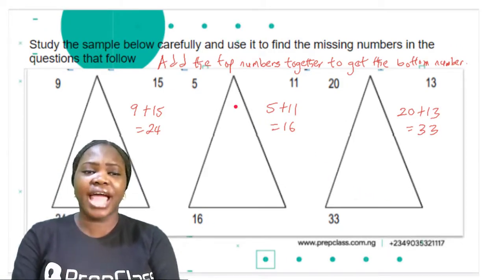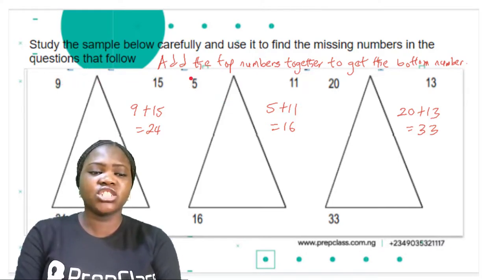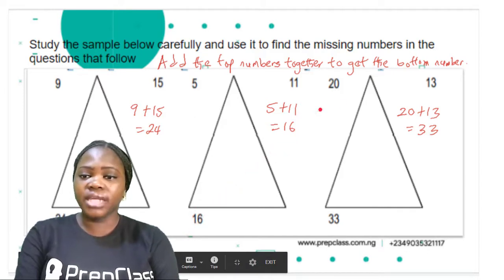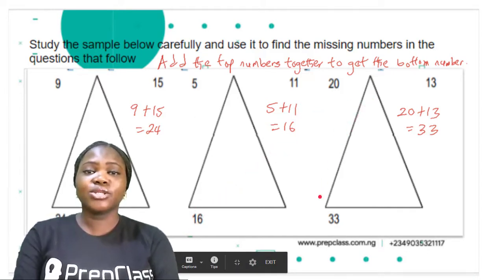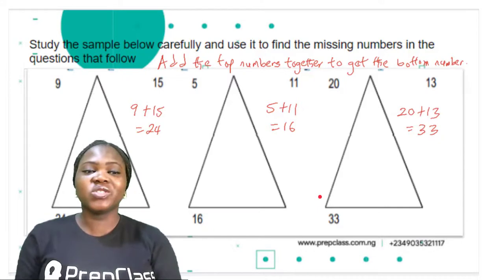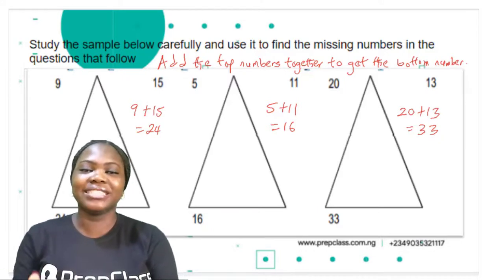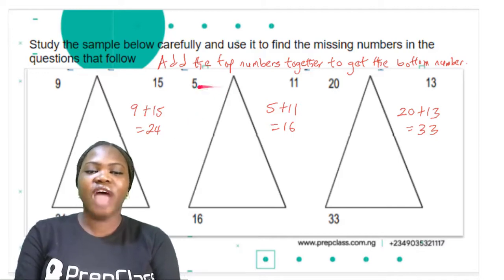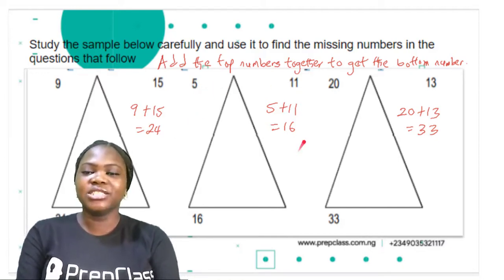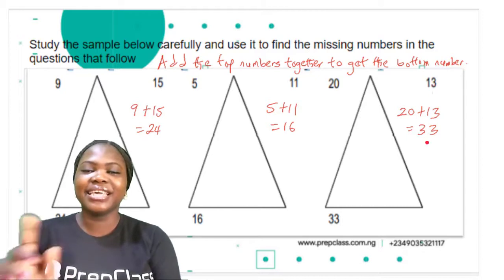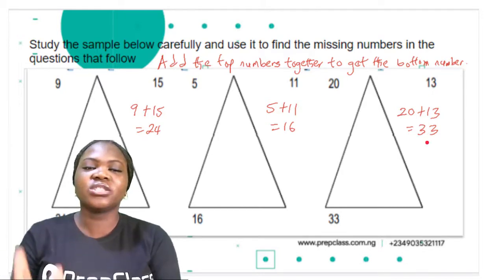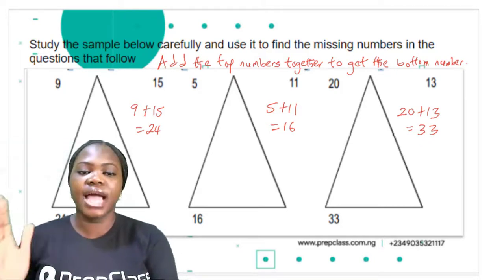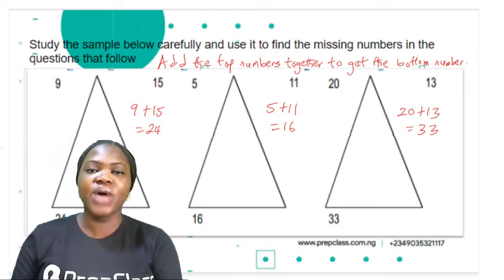So first of all, let's try addition. 9 plus 15 is 24. Wow. 5 plus 11 is 16. 20 plus 13 is 33. So this is very easy. All we have to do is to add the top numbers to get the bottom number. So for us to solve the questions, all we have to do is to add the top numbers to get the bottom numbers. As simple as that.